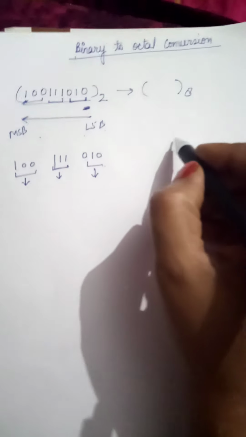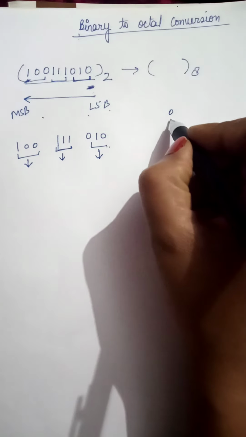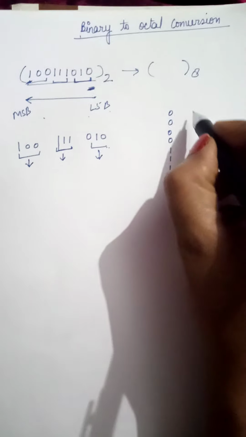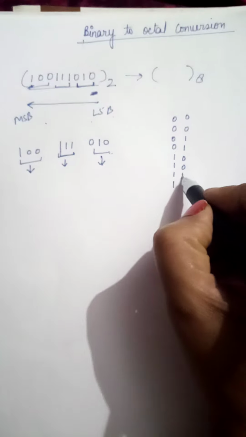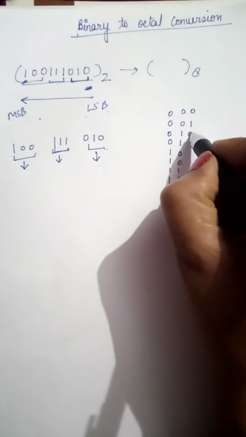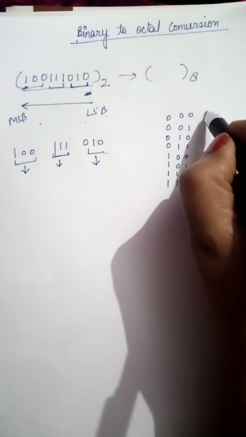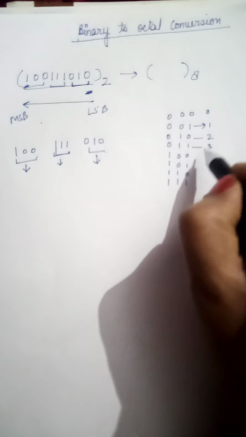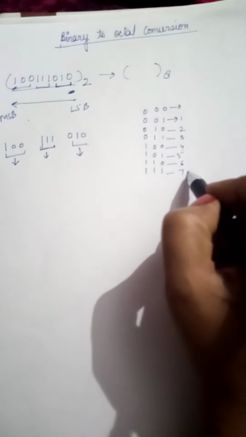Okay, for that you can make a table. That will be easy. 3-bit combination only there. So 4 times 0, 4 times 1, 2 times 0, 2 times 1, 2 times 0, 2 times 1, 0 1 0 1 0 1 0 1, and the octal numbers are 0 1 2 3 4 5 6 7. Okay, these are the octal equivalent.